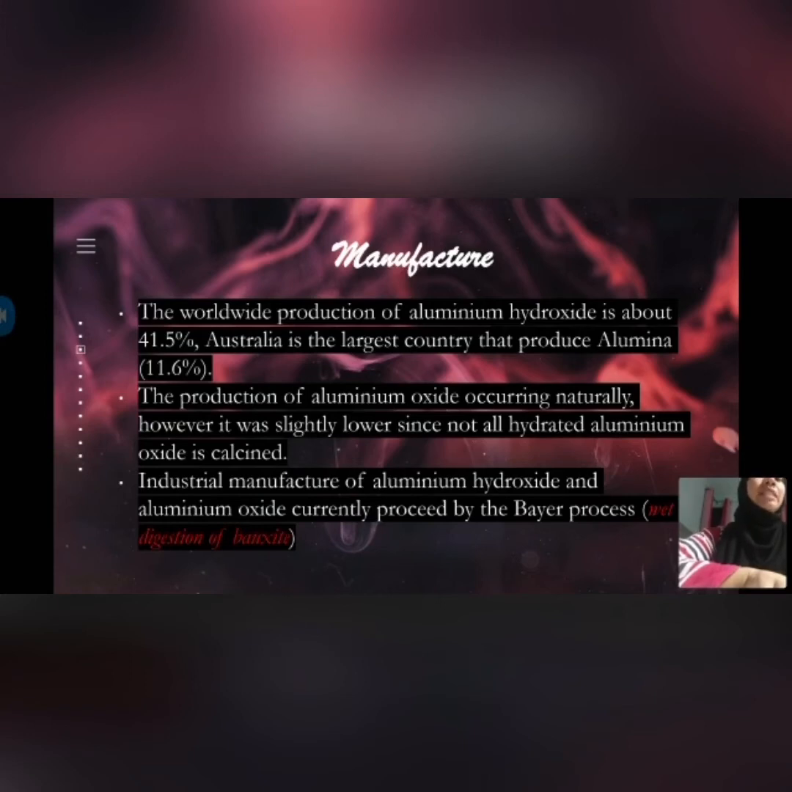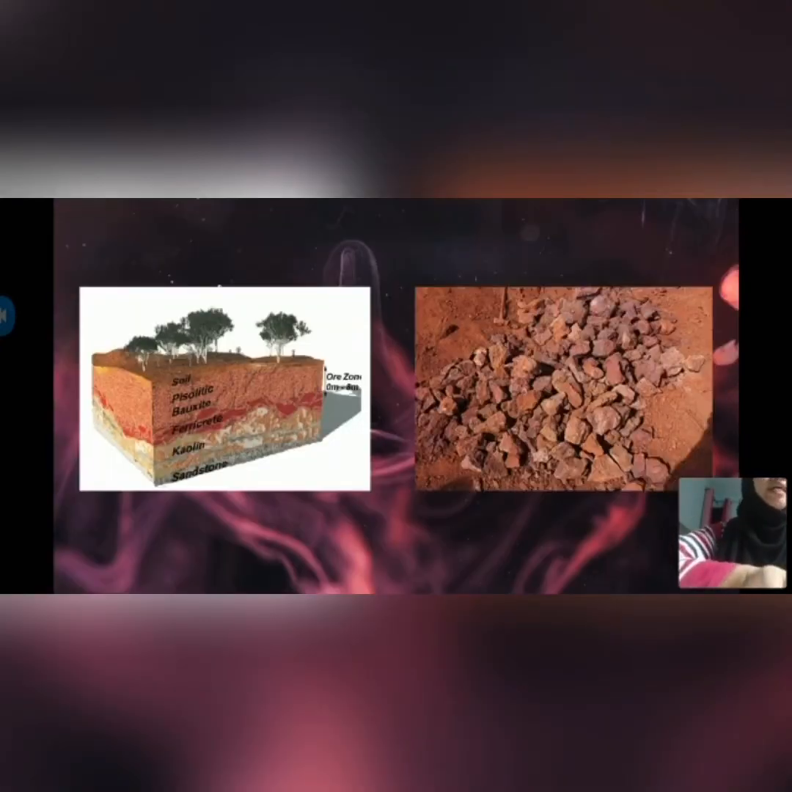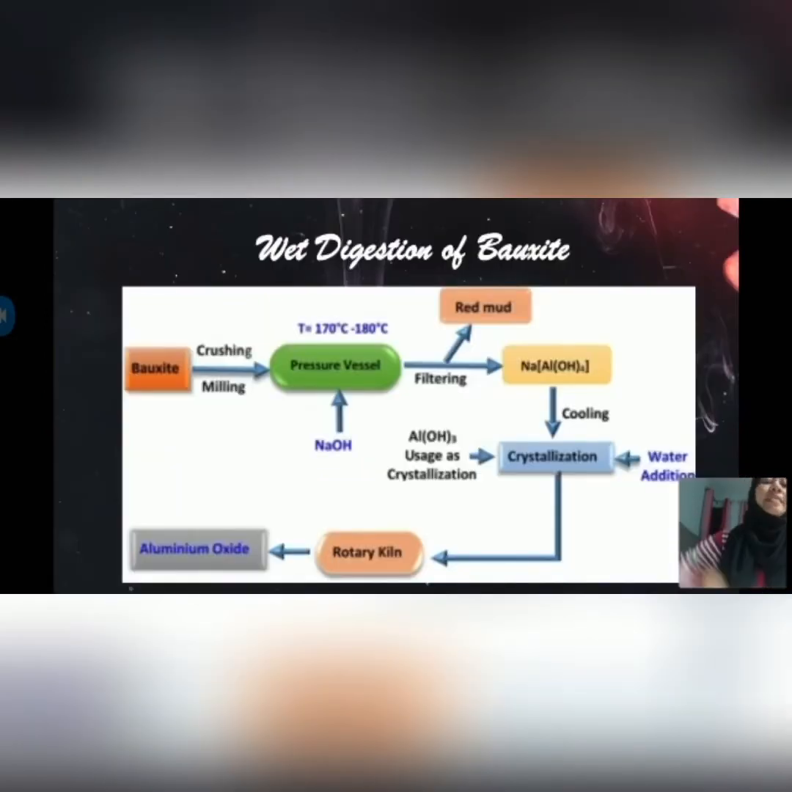Industrial manufacture of aluminium hydroxide and aluminium oxide currently proceeds by the Bayer process, or what we know as the wet digestion of bauxite. Here is an example of bauxite. For your information, bauxite ore is the world's main source of aluminium. This wet digestion of bauxite process involves 4 steps.